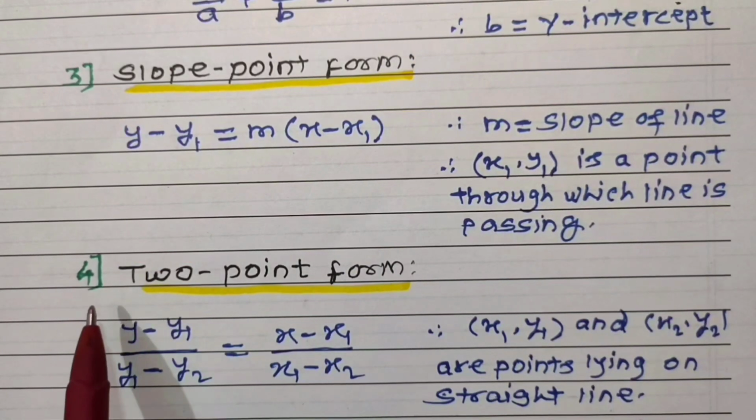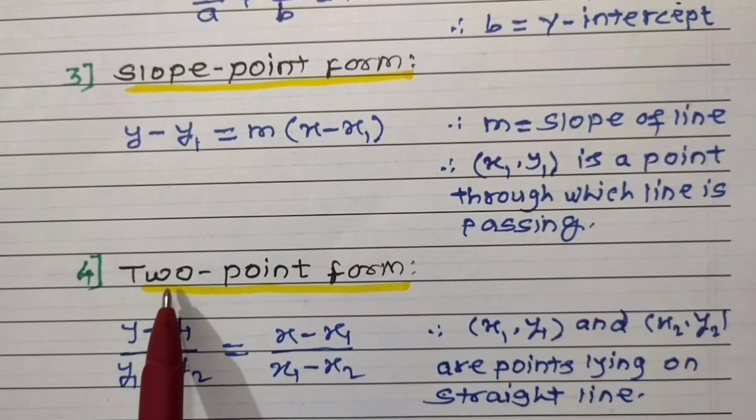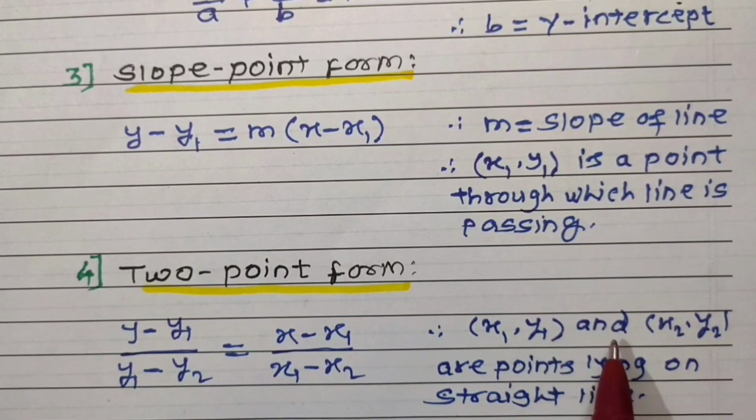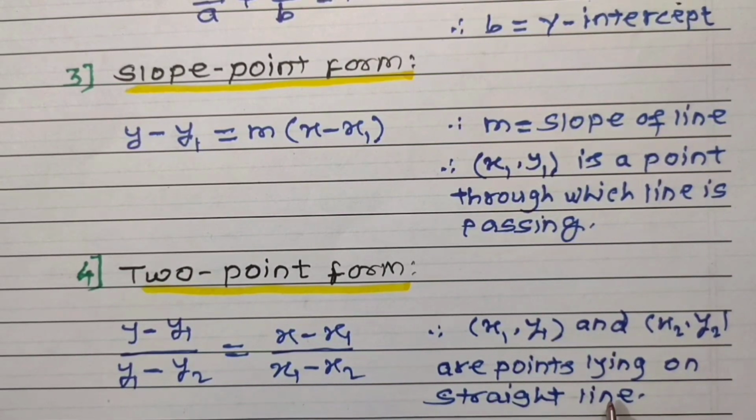passing. Then fourth form of straight line is two-point form, which is given by y minus y1 divided by y1 minus y2 is equal to x minus x1 divided by x1 minus x2, where x1 comma y1 and x2 comma y2 are points lying on straight line, whose equation is this one.